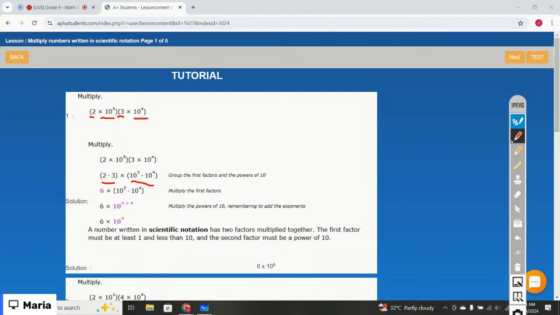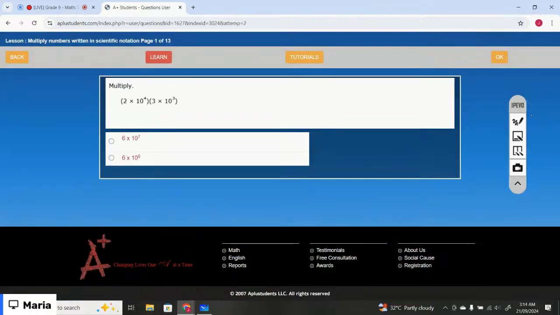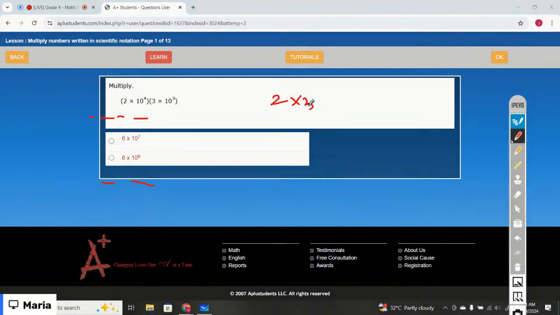Okay, let's just start with the test questions. Let's see how do we multiply. So you have 2 times 10 exponent 4 and 3 times 10 exponent 6. So you need to multiply 2 times 3 and 10 exponent 4 times 10 exponent 6.